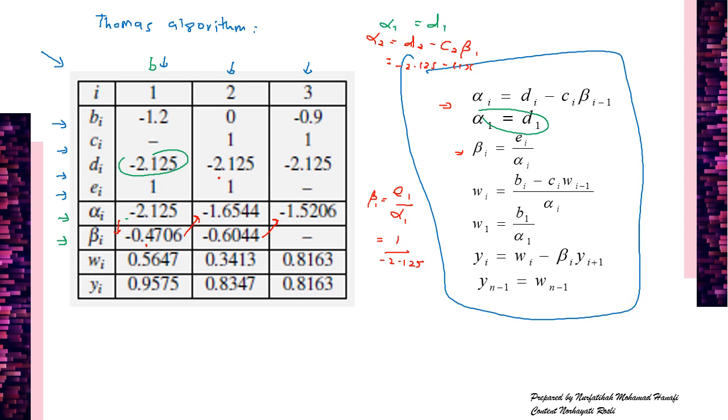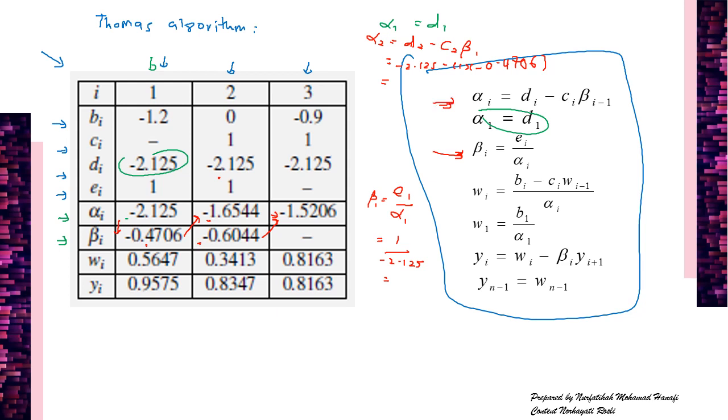What is our beta 1? We already calculated our beta 1. Our beta 1 is equal to minus 0.4706. Just use your calculator, and you will have this value, minus 1.6544. Then calculate your beta 2 by using this formula again. And lastly, calculate your alpha 3 by using this formula.